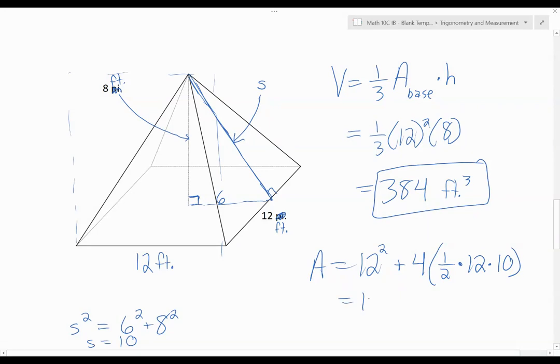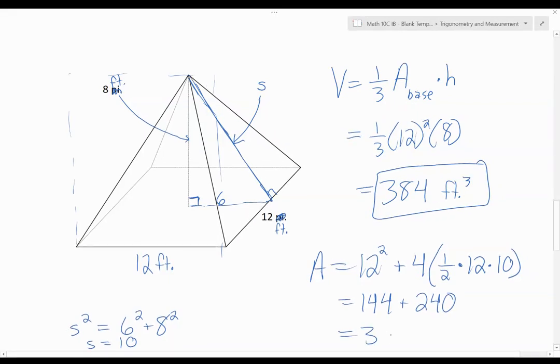So the base here is the 144. Each of these triangles is going to be 1/2 times 12 times 10, or in other words, 60, but I have 4 of them. So a total of 240. So when I add this together, I get 384 square feet.